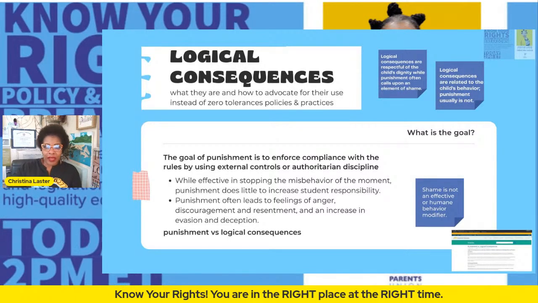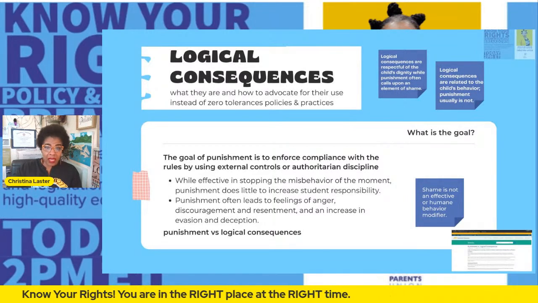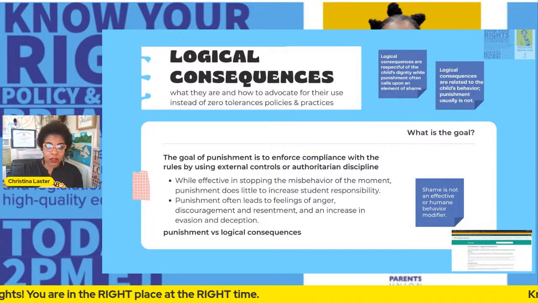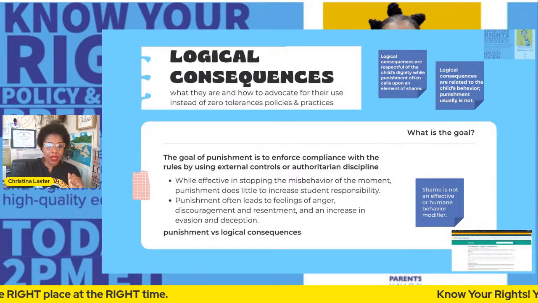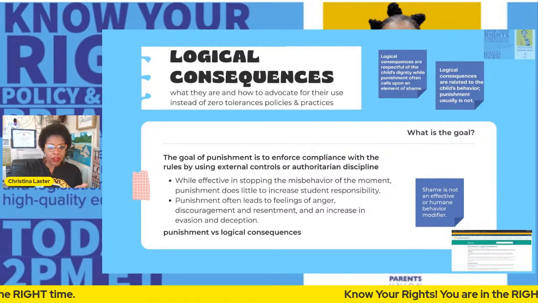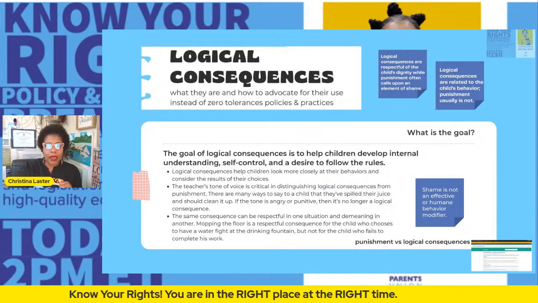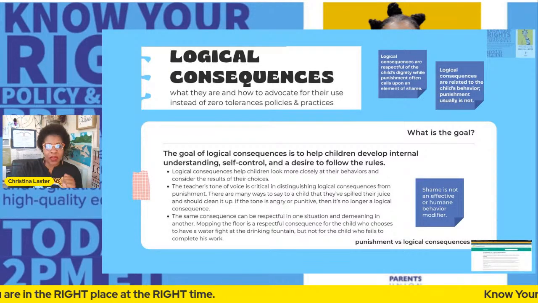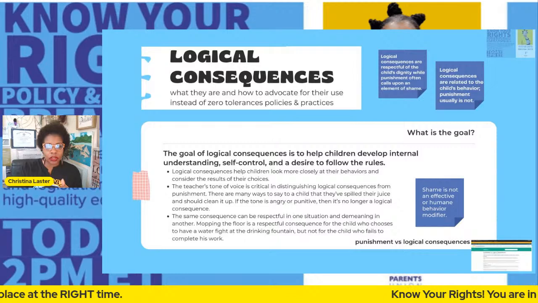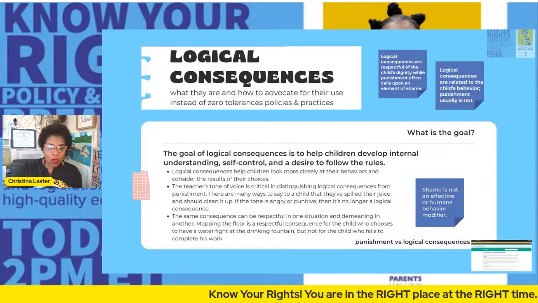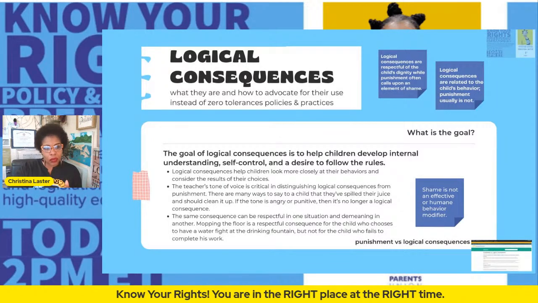Shame is not an effective or humane behavior modification. So we need to be despising the shame and training and developing children into who they should be to reach their fullest potential, right? So again, we're looking at the use of logical consequences. The goal of logical consequences is to help children develop internal understanding, self-control, and a desire to follow the rules, right?